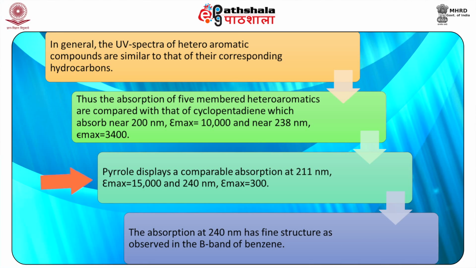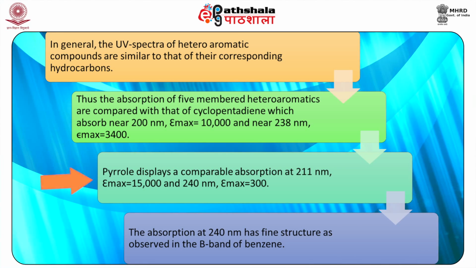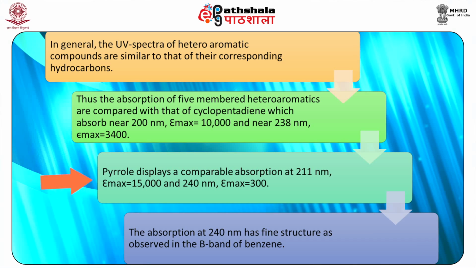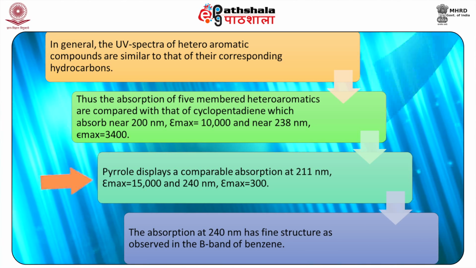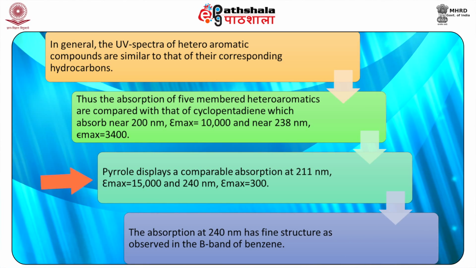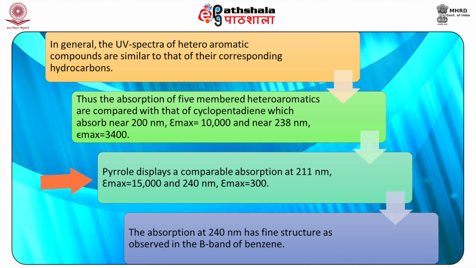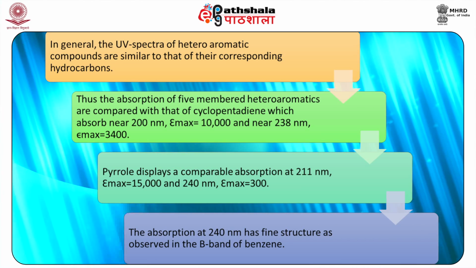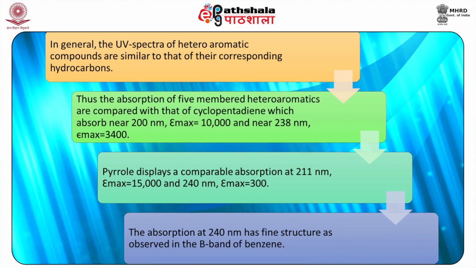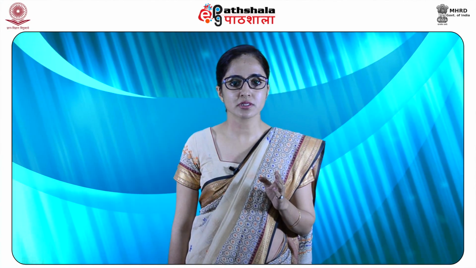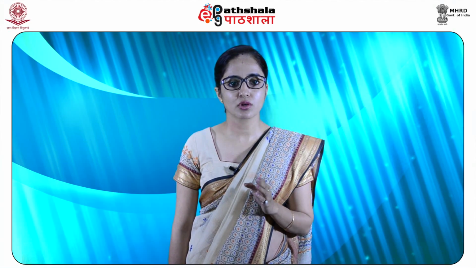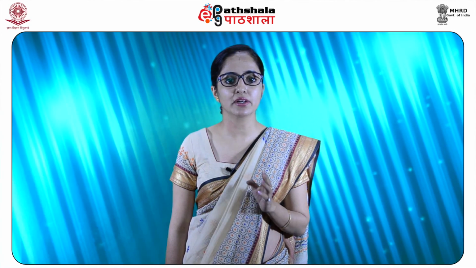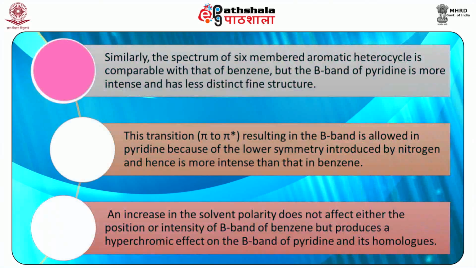Pyrrole displays a comparable absorption at 211 nanometers with the Emax value of 15,000 and at 240 nanometers with the Emax value of 300. The absorption at 240 nanometers has a fine structure as observed in the B band of benzene. The presence of an auxochrome or a chromophore substituent on the 5-membered ring causes a bathochromic shift and an increase in the intensity of the bands of the parent molecule.